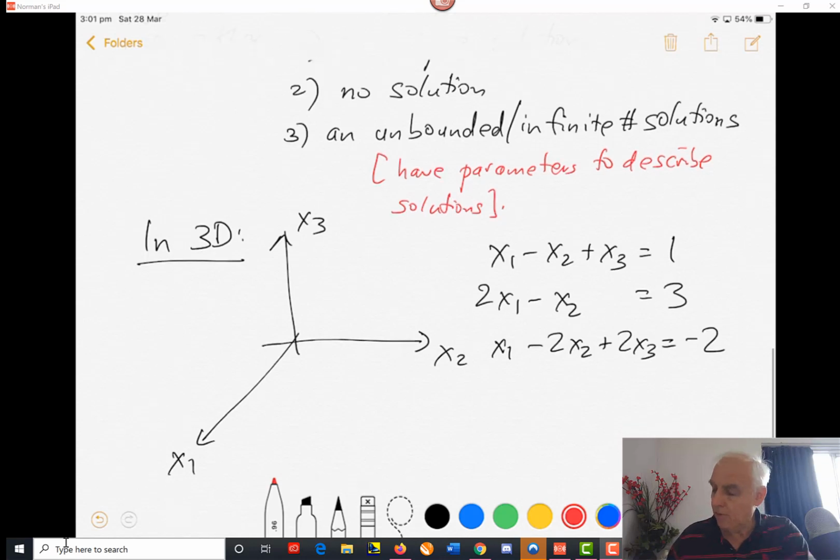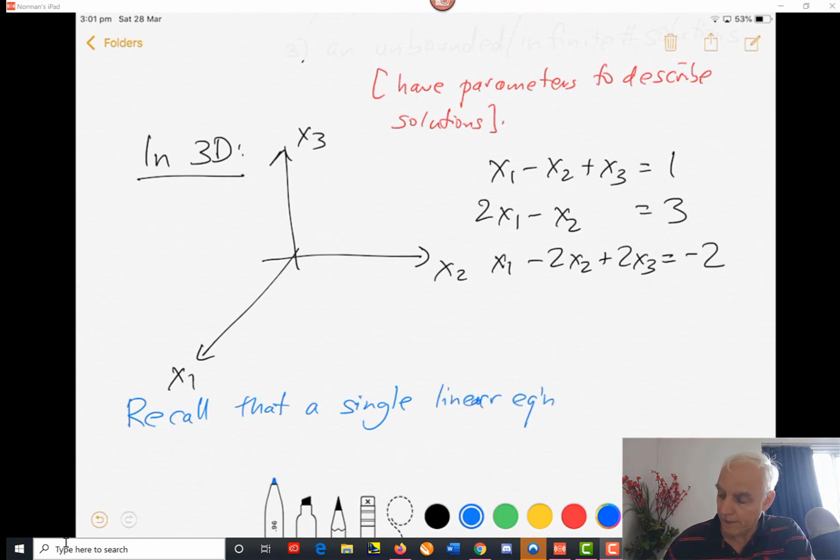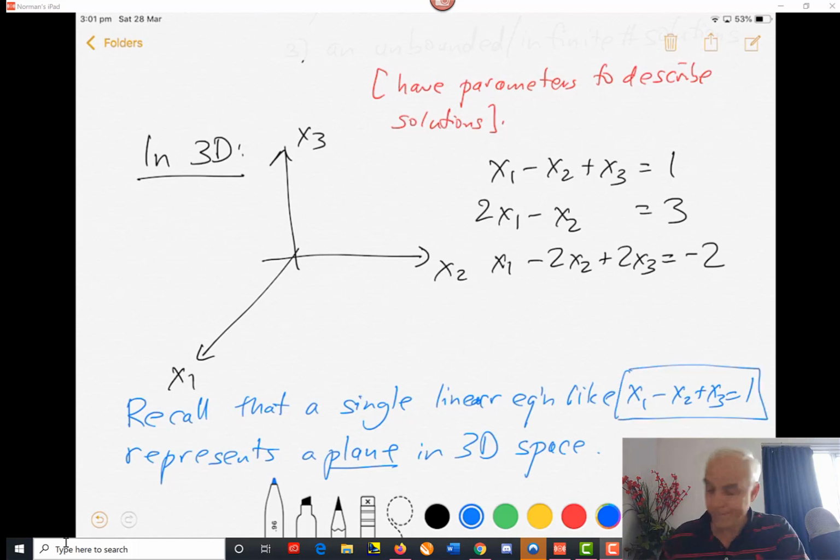Now I need to remind you, recall that a single linear equation, like, say, x1 minus x2 plus x3 equals 1, represents a plane in 3-dimensional space. Okay, that's crucially important. And this particular plane, how could we describe that?